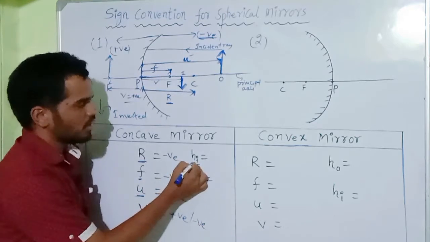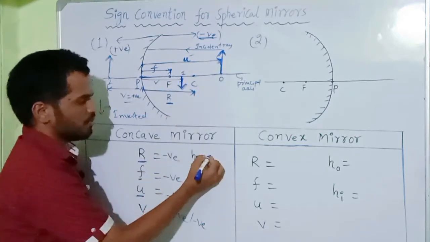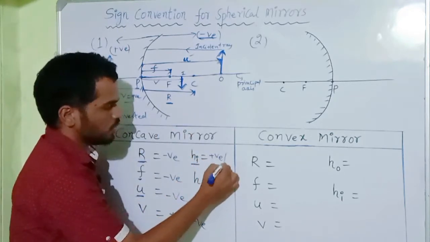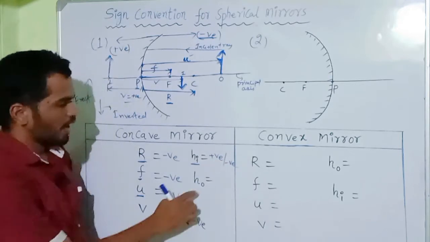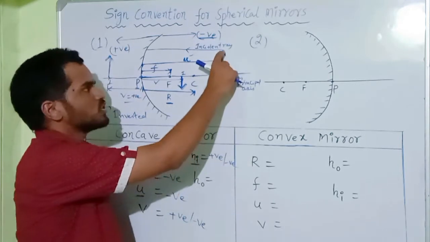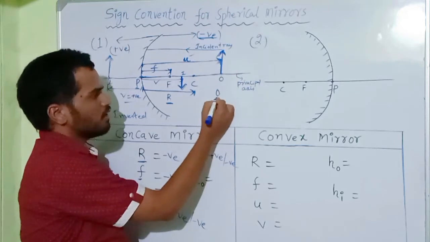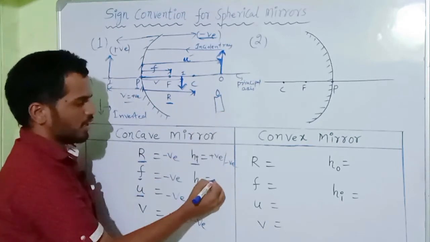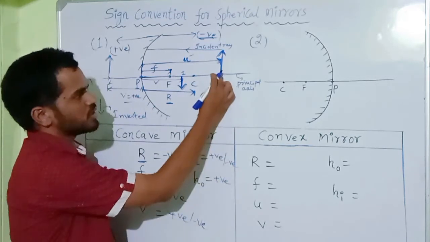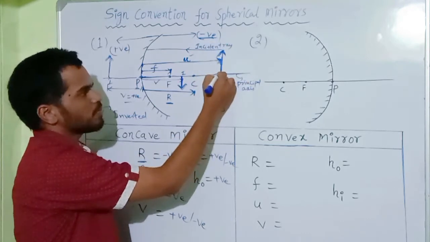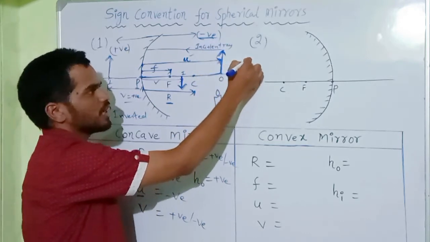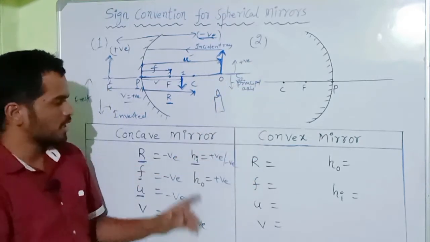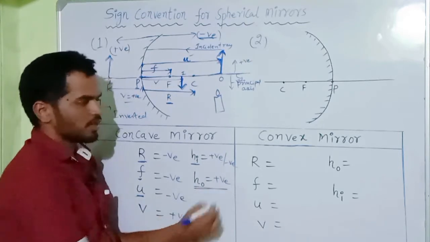So observe here, the height of the image: if it is inverted, you have to take minus, and in one case you will get an erect image. So positive or negative you have to write. Now the height of the object. Remember that we always consider the object, the candle, in an erect position. So the height of the object is always positive, meaning we consider the object upward to the principal axis. Upward to the principal axis we take positive, downward we take negative. Always remember, the height of the object is positive in both cases.